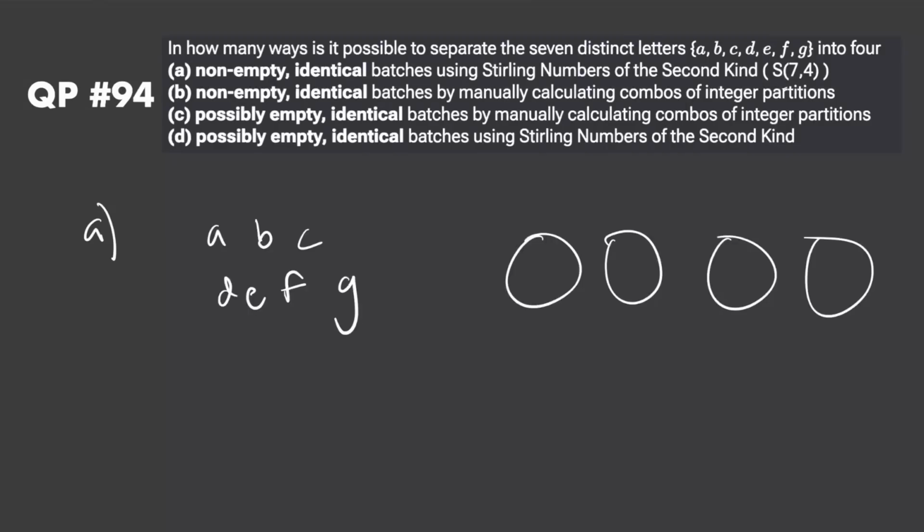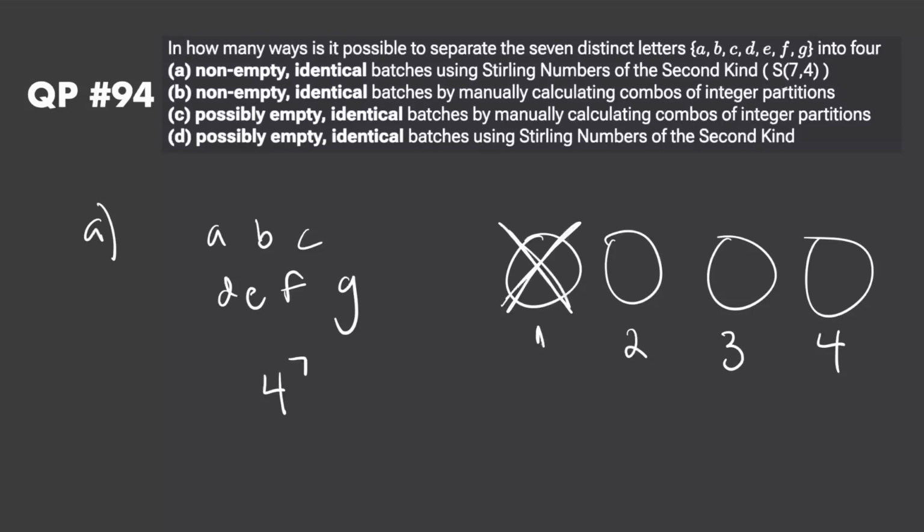So I have my 7 distinct letters here, and first I'm going to treat these groups as distinct, so I'm going to label them 1, 2, 3, and 4. The first thing we're going to do is take 7 letters, and each letter has 4 possible choices for the group it can go into, so I'm going to take 4 and raise it to the power of 7. But I want non-empty, so I'm going to subtract off the cases where first 1 is empty.